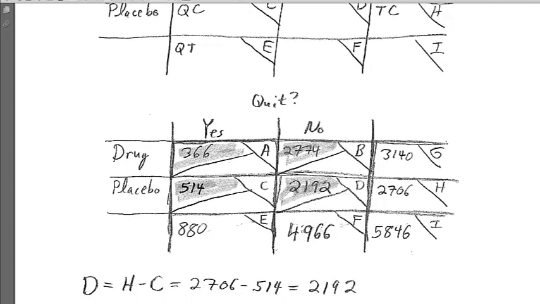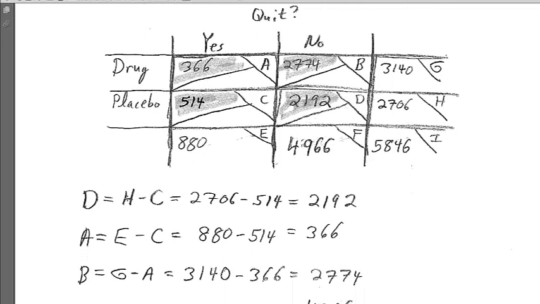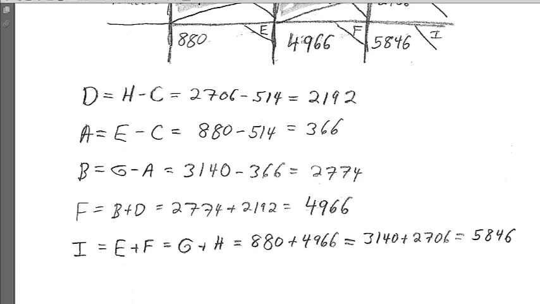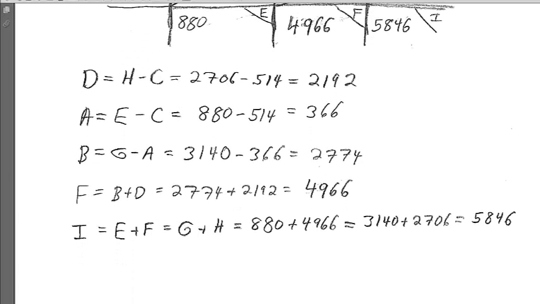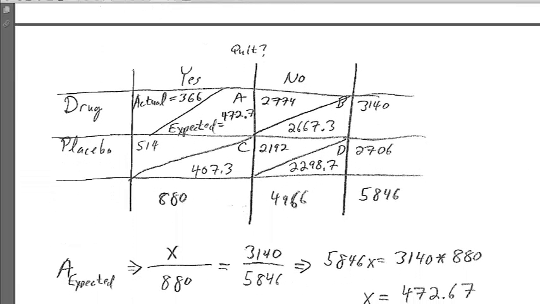Here are the numbers. So these are our observed or actual values, and I got the values using the formulas here. So D was H minus C, 2706 minus 514. A was E minus C, B was G minus A, so on and so forth. And when I filled in my actuals, I had all those numbers.